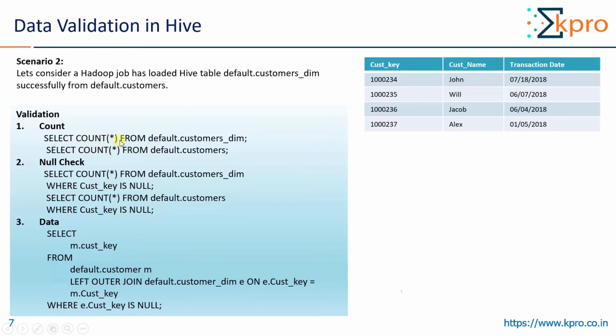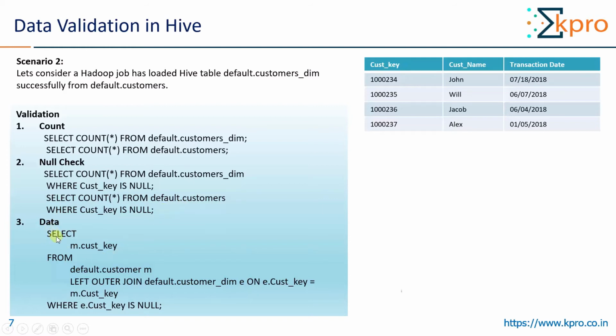The first query returns the count of records from the customers dimension table, and the second one will return the same from the customers table. So they are expected to match. If there is an incremental data load, then we need to consider timestamps to match the proper data. We can check the null records from various columns, key columns particularly, and make sure they are correct.